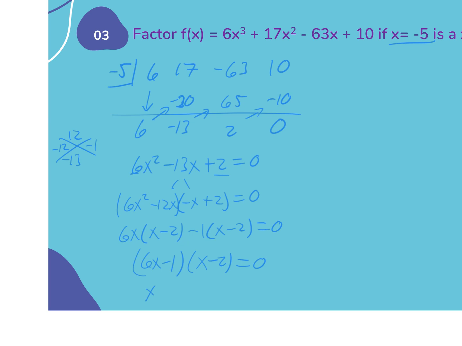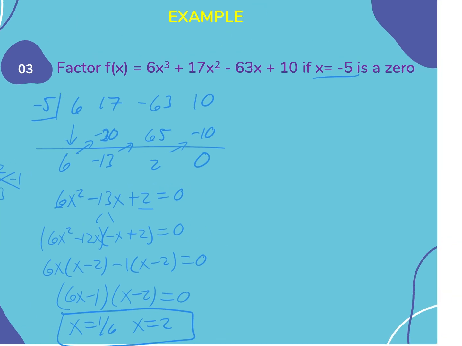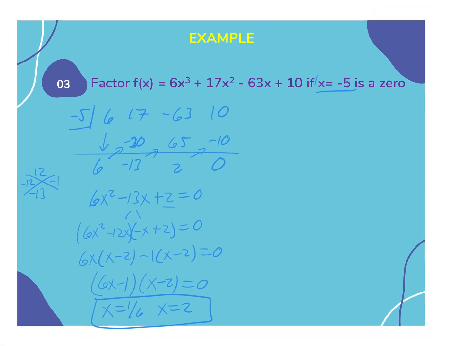And then you get x equals 1/6 and x equals 2, right? Set each of these equal to 0, and you get your other two zeros. All right, so those are two of them, and then we were given another one, right? So we have 3 zeros.